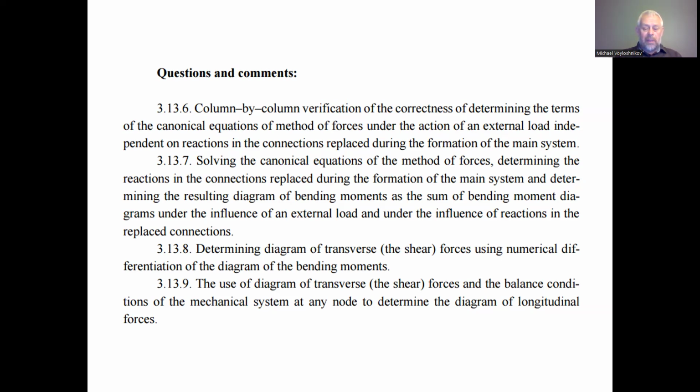In the absence of a distributed longitudinal load, which is usual, the diagrams of the longitudinal forces are linear, or likewise an evenly distributed longitudinal force along the elements of the mechanical system. So we need only one or two points of the diagram ordinate to have a linear longitudinal forces diagram. Thank you.